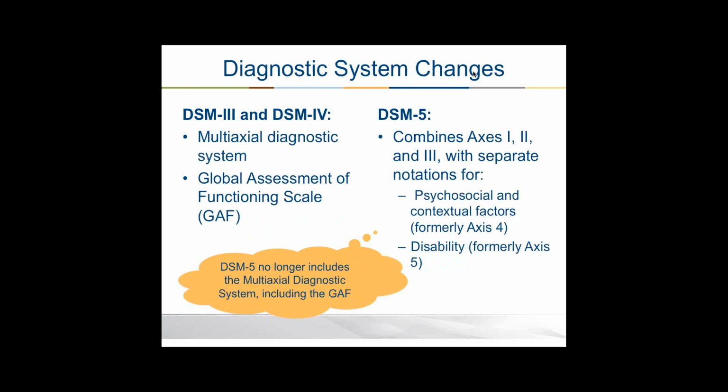There have also been changes in the diagnostic system. For example, the multi-axial diagnostic system, which was introduced in DSM-3 and continued in DSM-4, has been deleted from DSM-5. Why is that? Well, primarily because people didn't use it very often, and it turned out not to be able to be used very reliably. So what's happened in DSM-5 is that axes 1, 2, and 3 of the multi-axial system have been combined, and there are separate notations for what used to be categorized in axis 4 and axis 5. So that's a pretty big change.